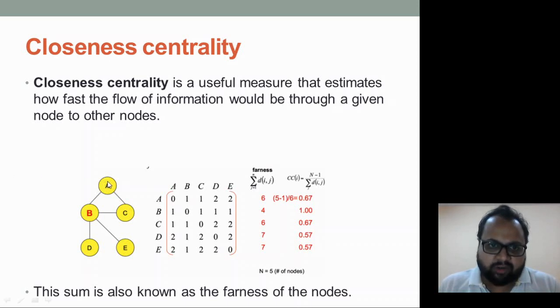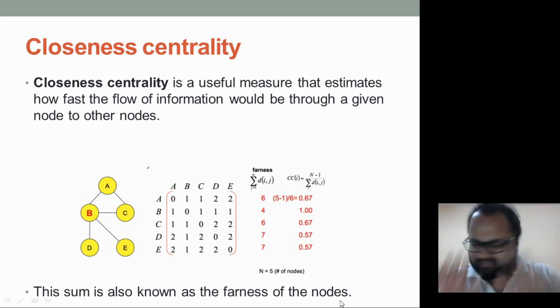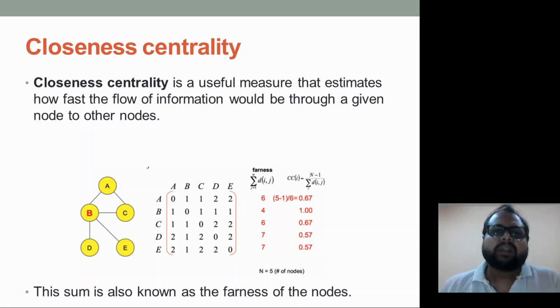how much your node is far away from another node. That's why this term is called farness of the nodes, like how far it is. I'll explain, it's quite simple. So let's take the first one. ABCDE: A with A 0, A with B 1, A with C 1.